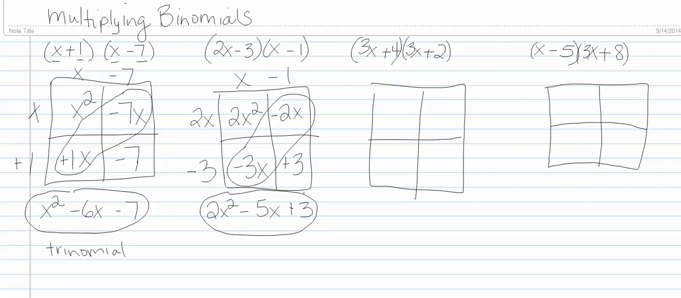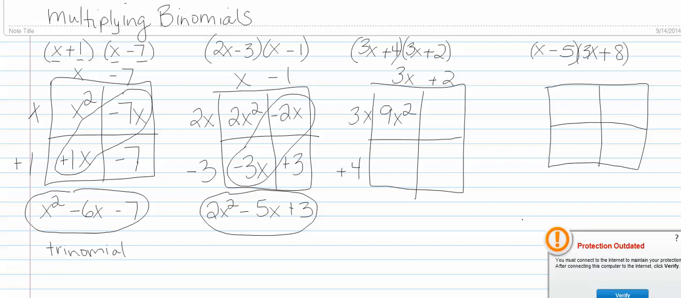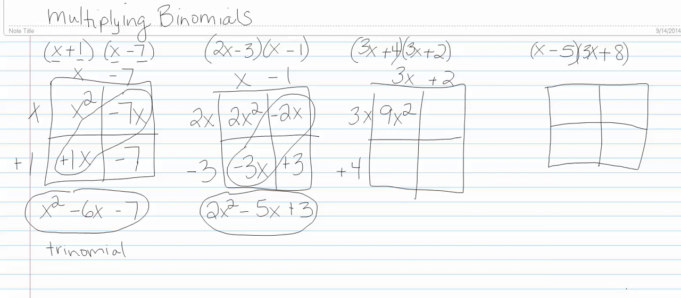plus 3. Okay, the third example, I've got 3x plus 4 being multiplied by 3x plus 2. I'm going to start in the upper left-hand corner and get 3x times 3x, 9x to the second. In the bottom left-hand corner, I have 3x times 4, which gives me 12x.